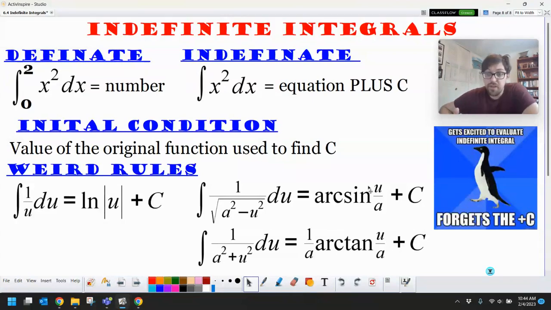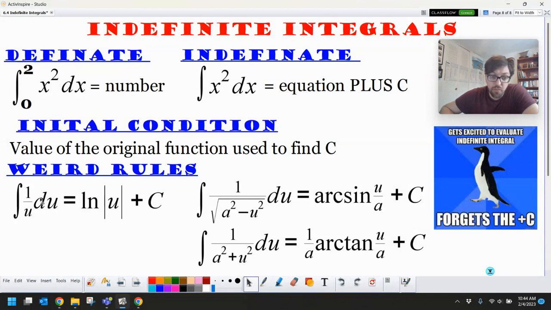That's the end of this video on our indefinite integral. Don't forget that plus c. It's really easy to forget that plus c. And if we're given an initial condition, we can use that in order to figure out what is that value of c. I've given you a couple of weird rules.